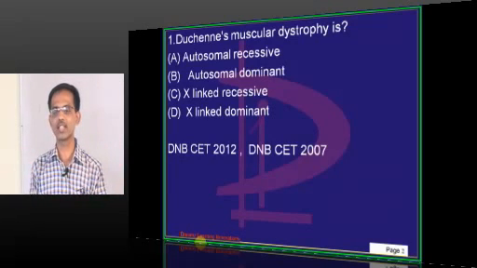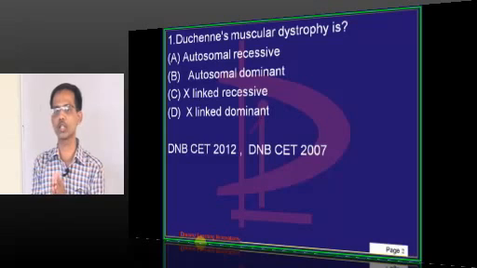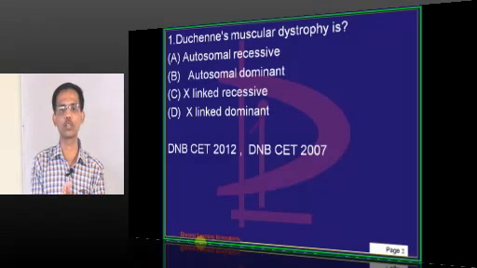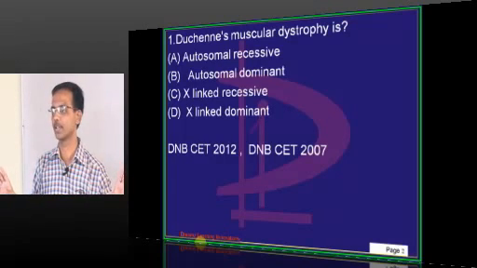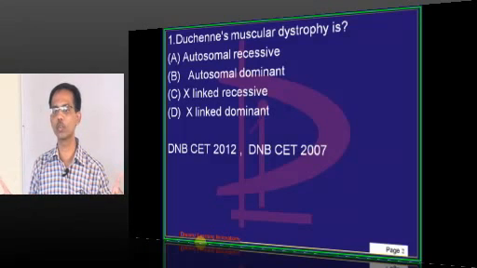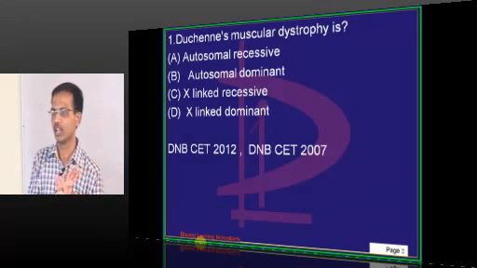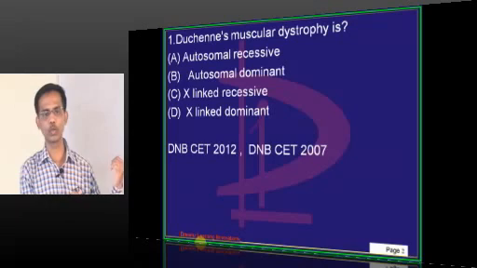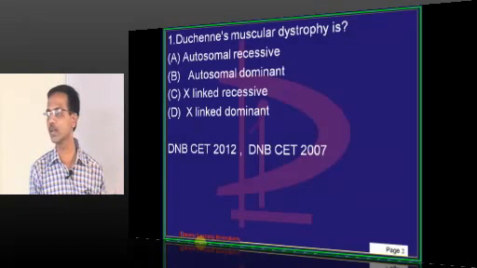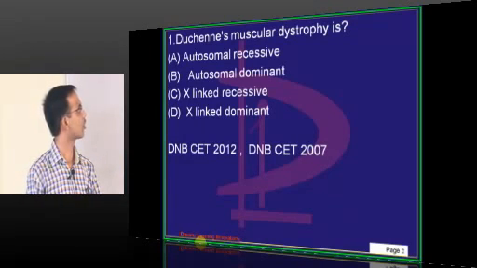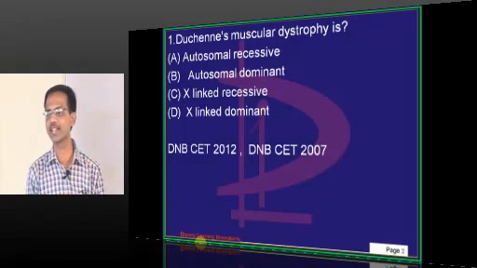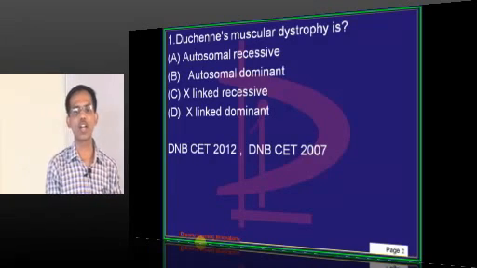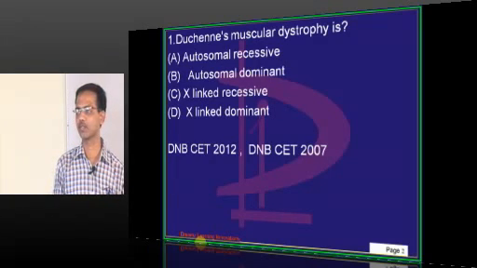Based on the history and the age, you are supposed to make a working clinical diagnosis that this could be Duchenne's muscular dystrophy. They wouldn't give you the straightforward diagnosis. In DNB, it's straightforward: the diagnosis is given to you. Directly they are asking, what is the mode of inheritance? Autosomal recessive, autosomal dominant, X-linked recessive, X-linked dominant. These kinds of questions are called pure knowledge based questions.